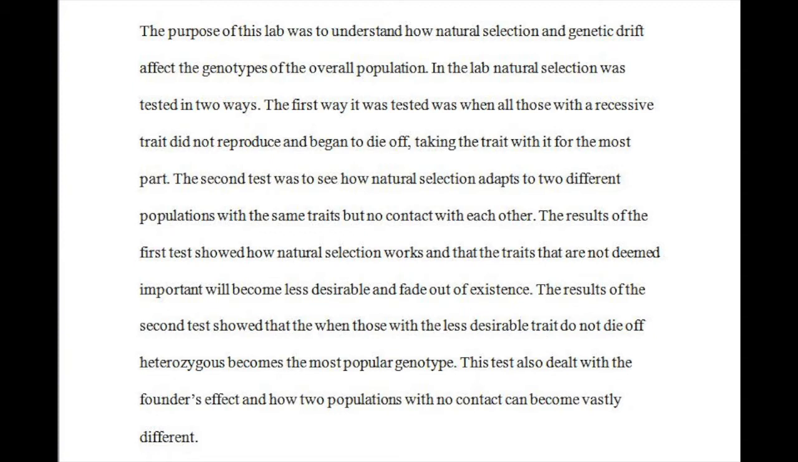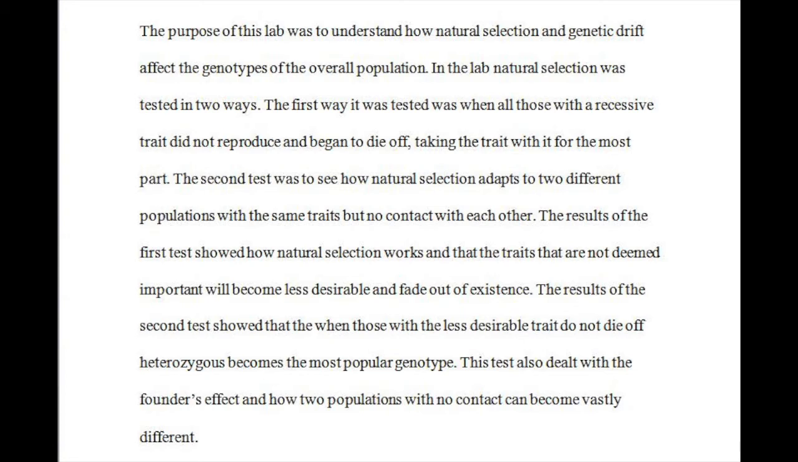The purpose of this lab was to understand how natural selection and genetic drift affect the genotypes of the overall population. In the lab, natural selection was tested in two ways. The first way it was tested was when all those with a recessive trait did not reproduce and began to die off, taking the trait with it for the most part. The second test was to see how natural selection adapts to two different populations with the same traits, but no contact with each other. The results of the first test showed how natural selection works and that the traits that are not deemed important will become less desirable and fade out of existence.